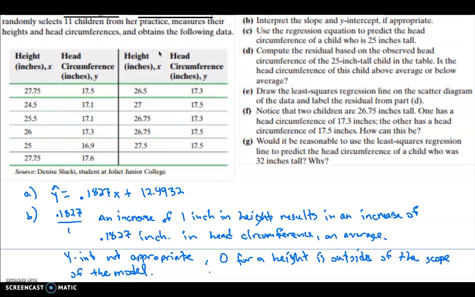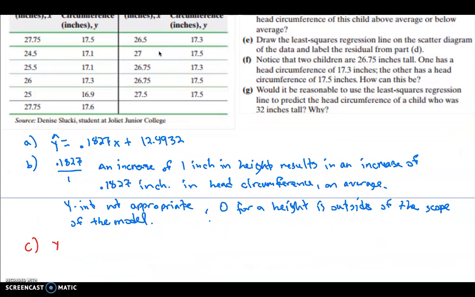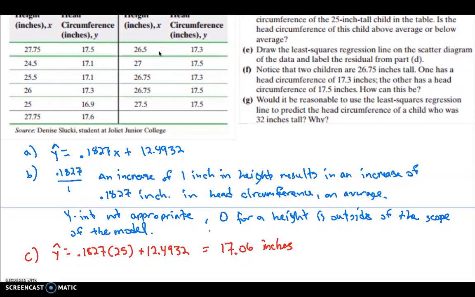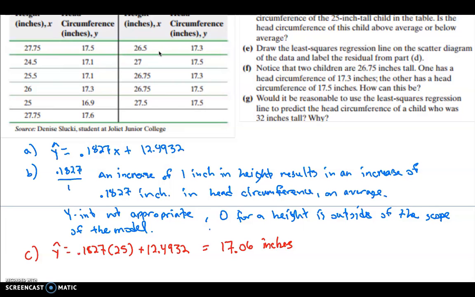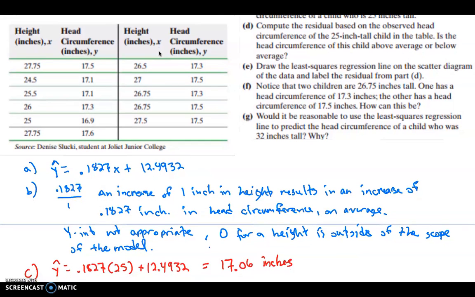So on part C, you could say y hat equals 0.1827 times 25 plus 12.4932. 25 is definitely within the scope of our model because we have many data points right in that region. Okay, and so when I do this out, I get 17.06 inches. Then we want to know, is this head circumference above or below the average here?